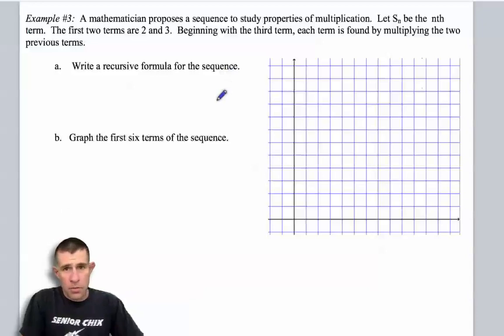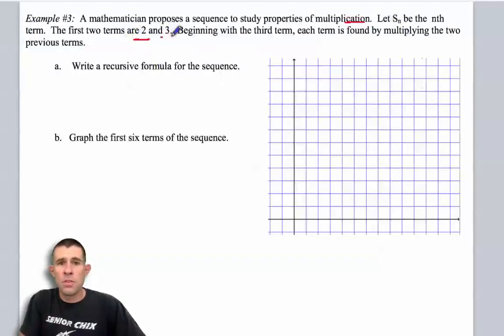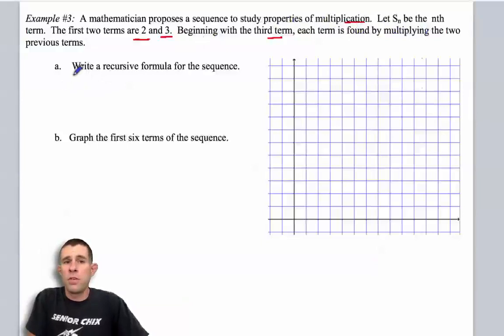All right, in example 3 here, we see a mathematician proposes a sequence to study properties of multiplication, S sub n. We're going to let S sub n be the nth term, where we have our first two terms, 2 and 3. We're going to begin our sequence with the third term. Each term is found by multiplying the two previous terms.